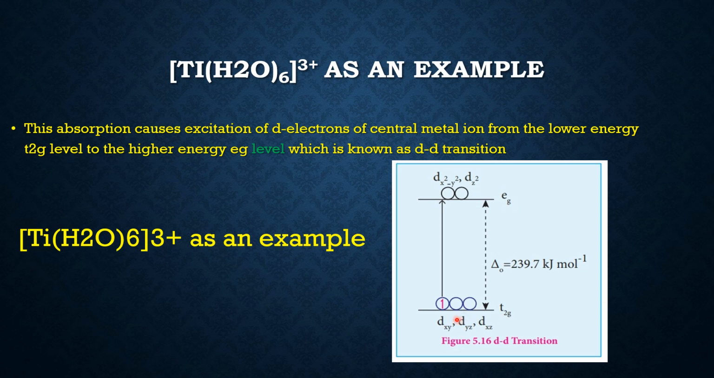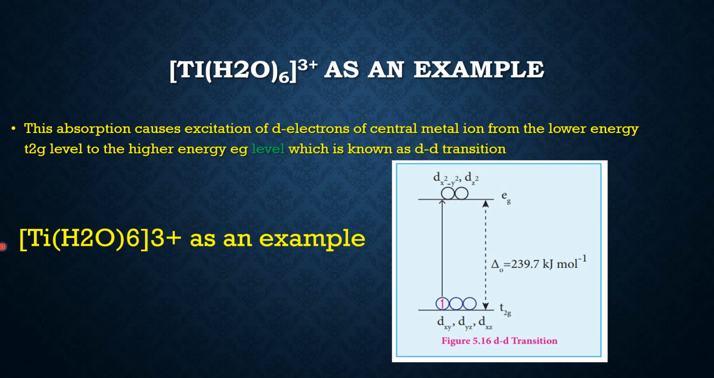I take titanium hexaaqua 3 plus as an example. What is special about this one: titanium is in a d1 oxidation state, and H2O is a neutral ligand. The absorption causes excitation of a d electron of the central metal ion from the lower energy t2g level to the higher energy eg level, which is known as d-d transition. It is an important point. Sometimes they ask what is meant by d-d transition: it is nothing but absorption causing excitation of d orbitals of the central metal ion from a lower energy t2g level to a higher energy eg level.